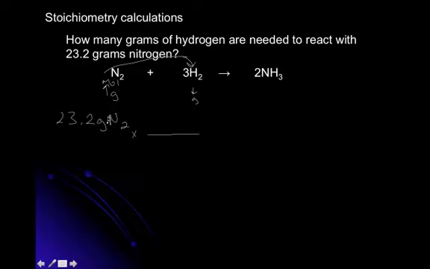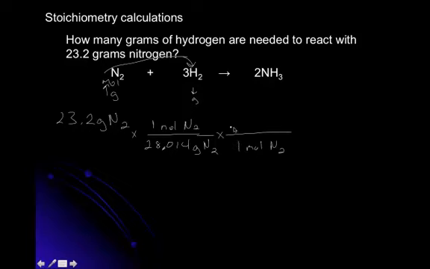So we're going to convert this to mole. We'll use the molar mass of N2, which is 28.014. And what's 1 mole of nitrogen? And then we're going to use the mole ratio. For every 1 nitrogen, we'll need 3 hydrogens. So 1 mole of nitrogen to 3 moles of hydrogen.